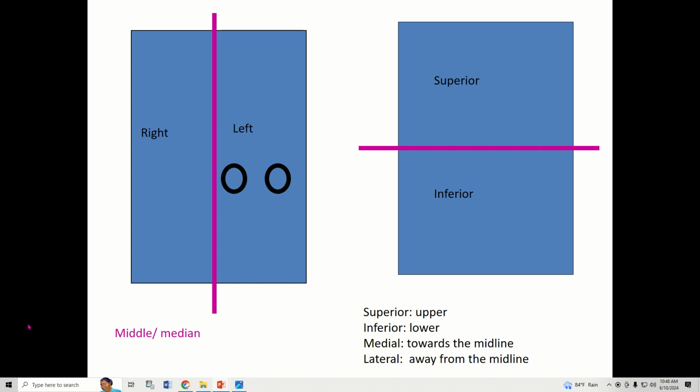Now middle or median, superior and inferior. If we divide any structure through a horizontal plane, the above portion is superior and the lower portion is inferior.